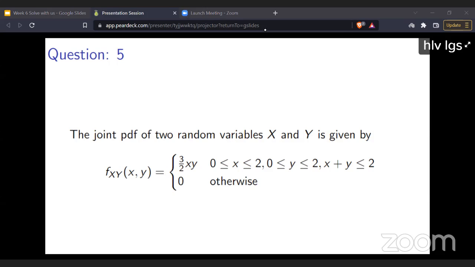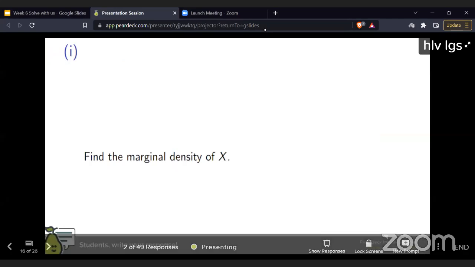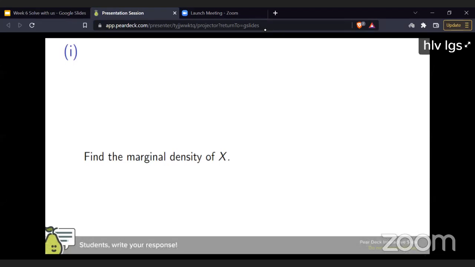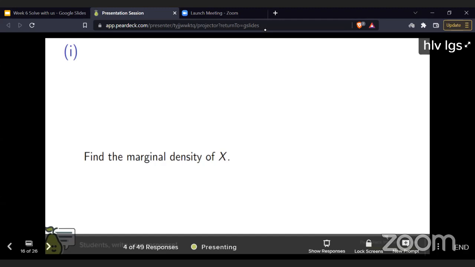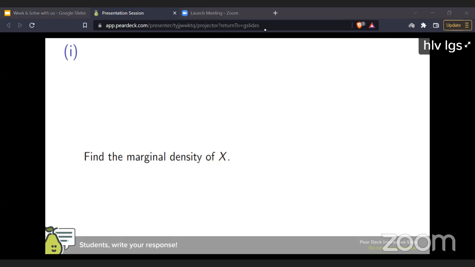So let's do it first. Done. Yeah. So the first question is you have to find the marginal density of X. You can write your responses. Actually, I wrote it in the chat box. I was unable to join again. No, I'm unable to join that. Okay, then. All right, you have written the answer 3x. Okay.